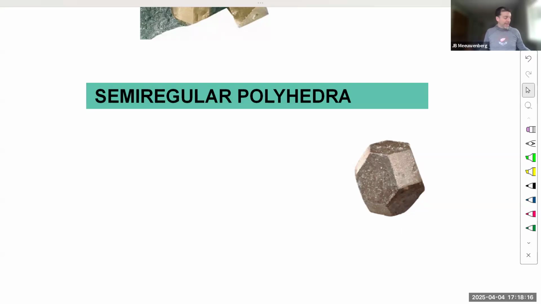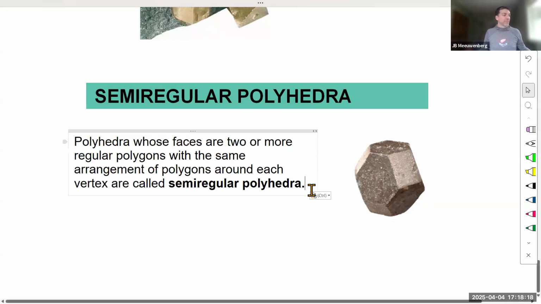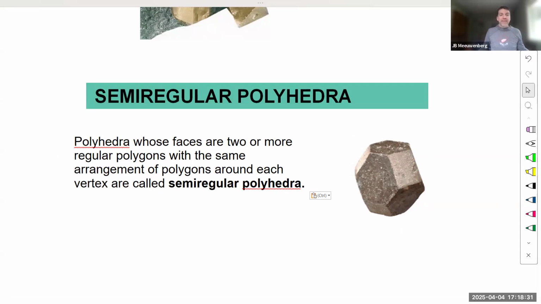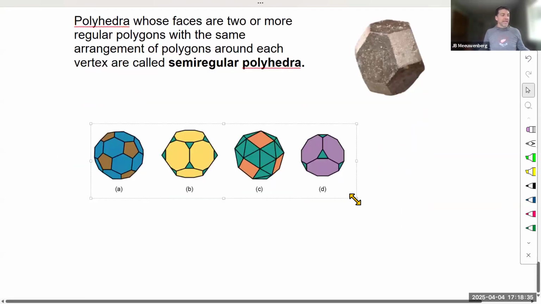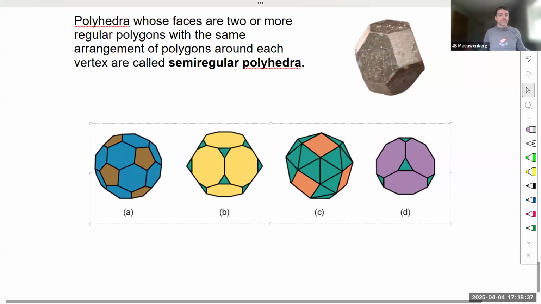So we can define semi-regular polyhedra as polyhedra whose faces are 2 or more regular polygons with the same arrangement around the vertex, or the same arrangement of polygons around each vertex. And so they can look something like this. Here are a few different examples of those.